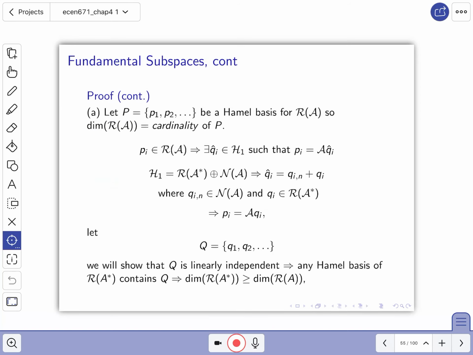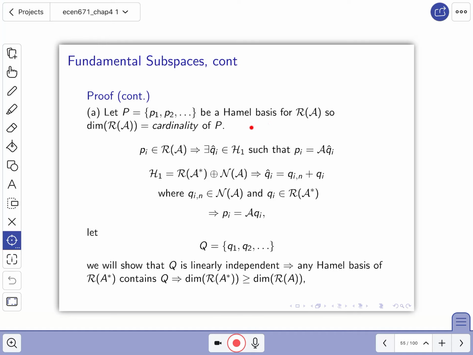Okay, so let's do it. Let P be these sets of vectors, P1, P2, and it's a Hamel basis for the range space of A. So in other words, they're linearly independent, or any finite subset is linearly independent. That's what it means to be a Hamel basis.